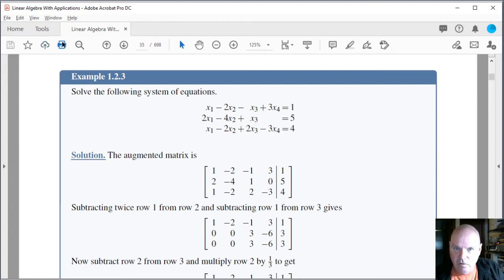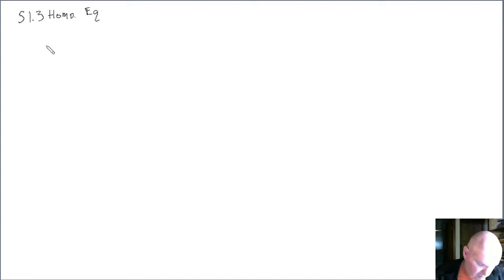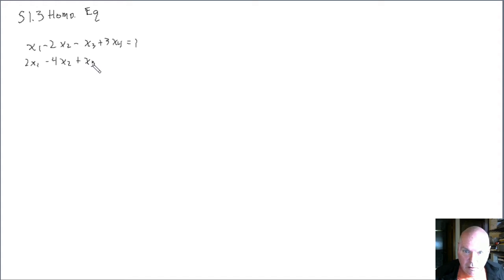Okay. And to motivate the discussion, I want to use this example 1.2.3 again that we've looked at previously. The corresponding system of equations, I'll write it down here, is x1 minus 2x2 minus x3 plus 3x4 is equal to 1, and 2x1 minus 4x2 plus x3 is equal to 5, and the third equation is x1 minus 2x2 plus 2x3 minus 3x4 is equal to 4.